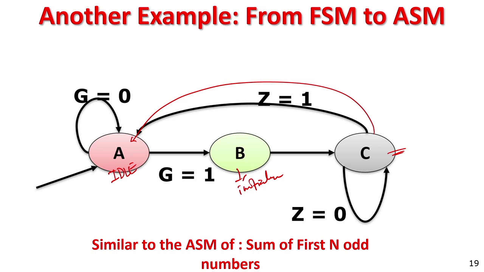So, this is the FSM for this problem, the sum of first n odd numbers, with g and z as the inputs. Whenever we talk about who is doing the computation, the data path is doing the computation, okay. G we are giving from outside. Z is equal to 0 is generated by the decrementing counter when it reaches 0. That means z is a status input to the FSM from the data path. So, this is the FSM.